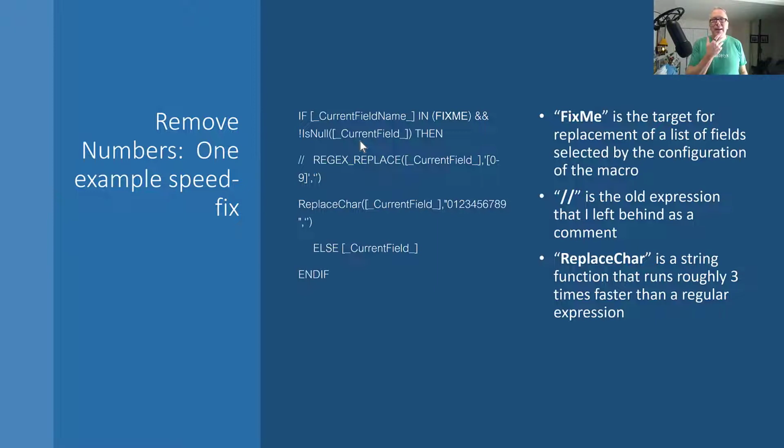Admittedly, when I take a look at this, if it is null, I don't need to do the replace char. I haven't tested which is more expensive, testing for nulls or trying to replace chars against a null field. So this might be, as I'm making this recording, tweakable to run even faster.